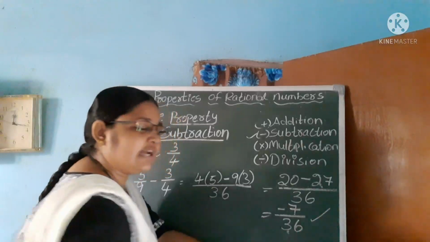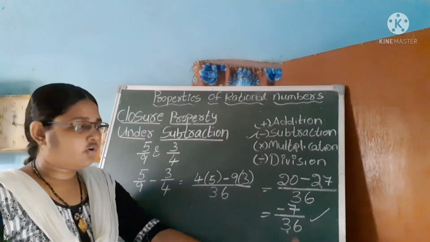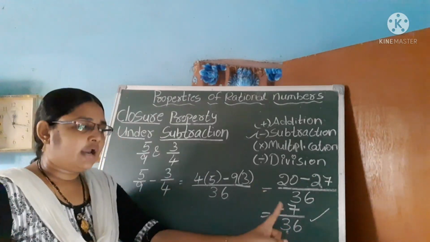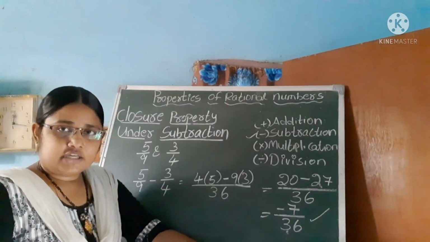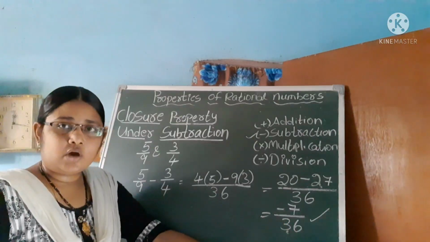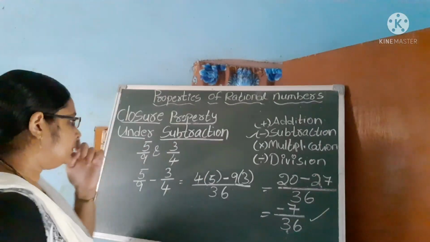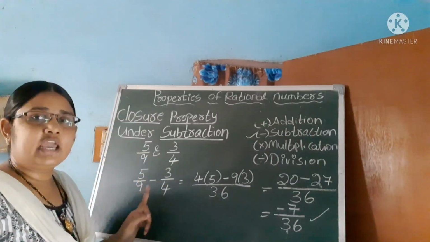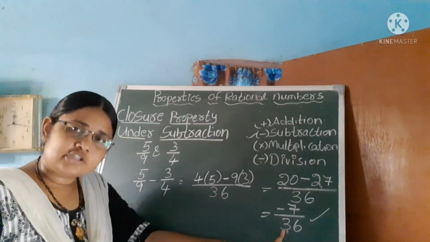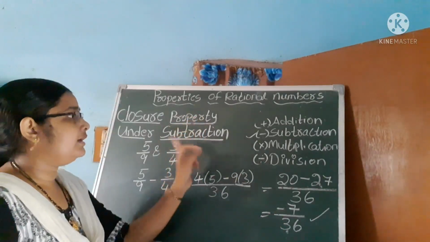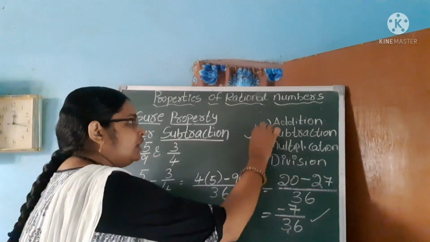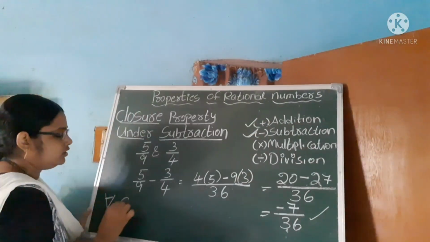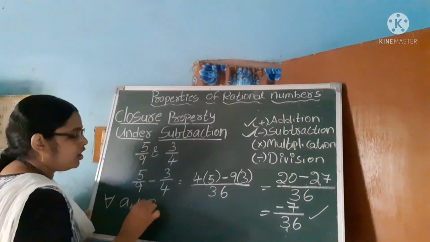Is minus 7 by 36 a rational number? Yes, of course. It is in the form of P by Q, Q not equal to 0, and P and Q are integers. Is it clear? So here we have to take two rational numbers, and the condition is A minus B is also a rational number. So closure property is satisfied for the binary operation subtraction also. Is it clear? For all A, B belongs to Q.